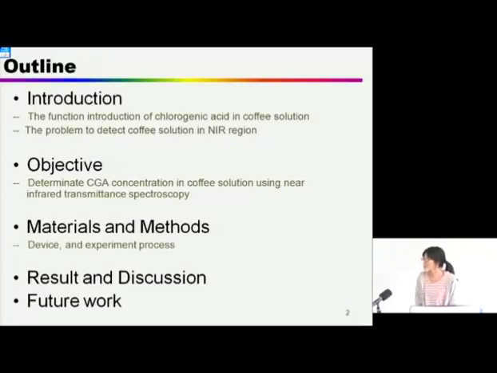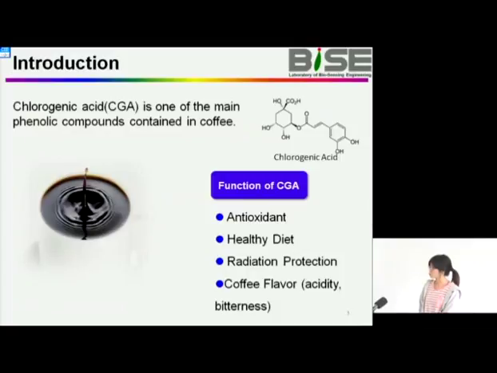The outline of my presentation today includes 5 parts. The first part is the introduction. I will introduce the function of CGA in coffee solution and also the problem of detecting coffee solution in the NIR region. The second part is the objective of my research: determine CGA concentration in coffee solution using NIR transmittance spectrum. And the third part is the material and the method. I will introduce the device and the experiment process, followed by the result and the discussion, and finally the future work.